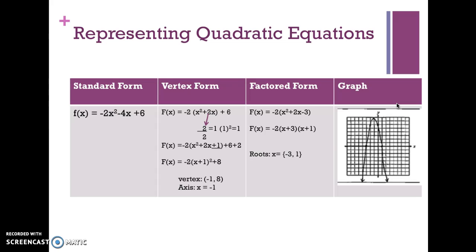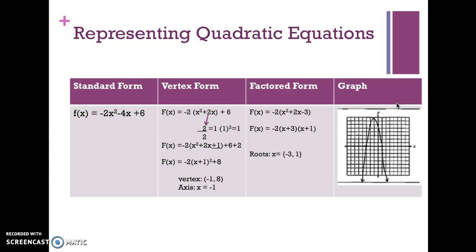Here's another one. We have our standard form, our vertex form, our factored form, and our graph. We have the function f(x) = -2x² - 4x + 6. In our vertex form, we go ahead and take out the -2. So -2 times (x² + 2x) + 6. We separate that -2 from the x² to get x² by itself, to get our a value to equal 1.